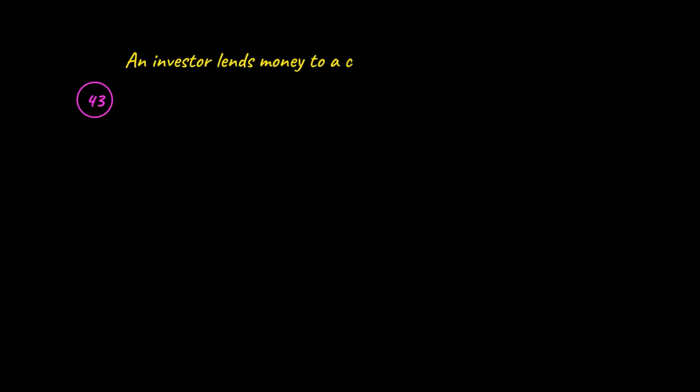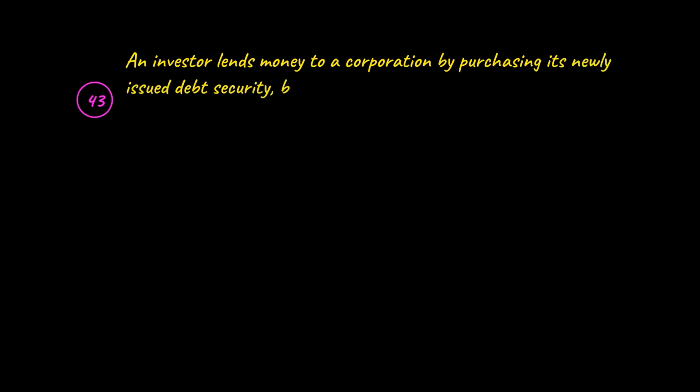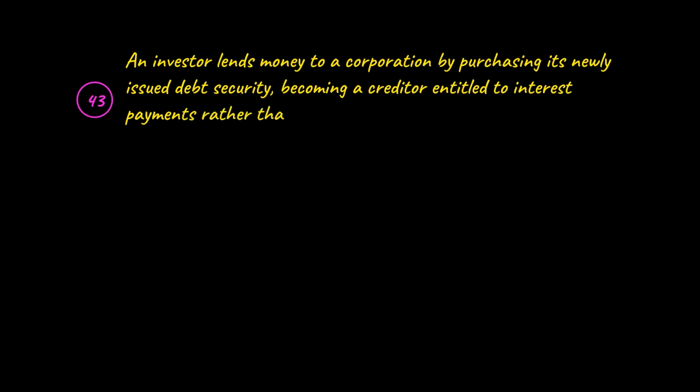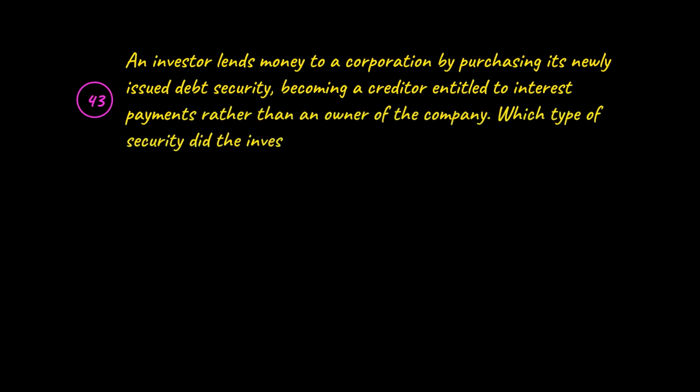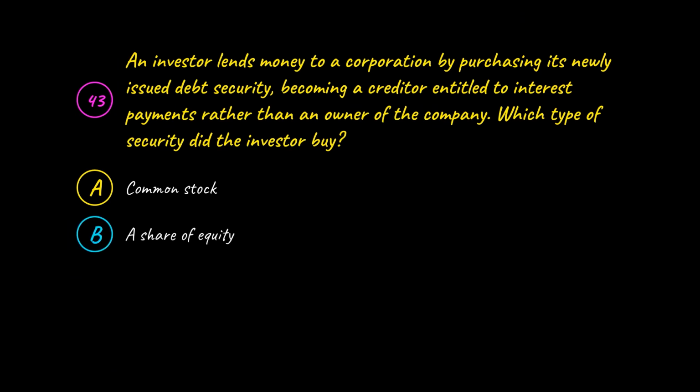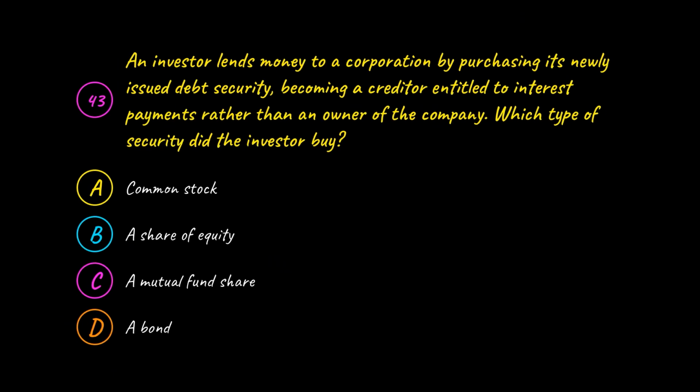Question 43. An investor lends money to a corporation by purchasing its newly issued debt security, becoming a creditor entitled to interest payments rather than an owner of the company. Which type of security did the investor buy? Your options are A. Common stock, B. A share of equity, C. A mutual fund share, D. A bond. Before I reveal it, which one do you think is right?